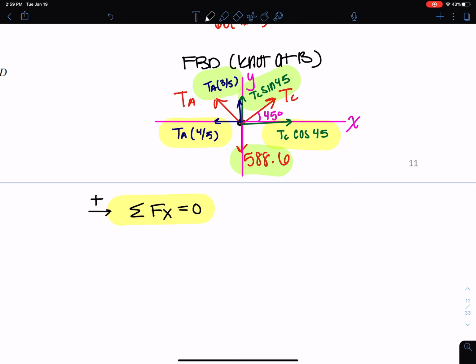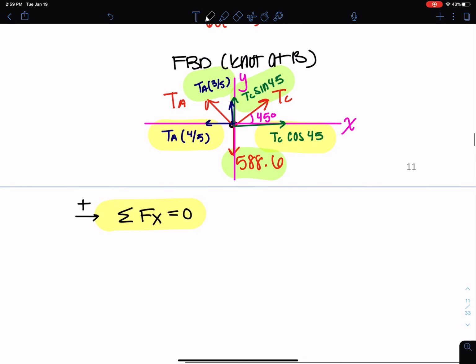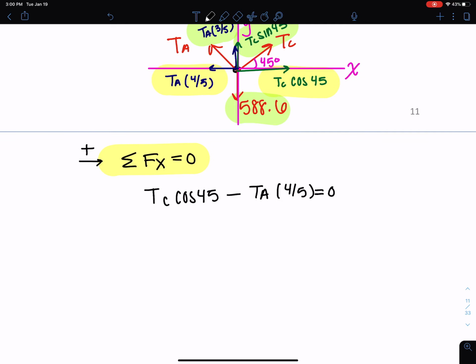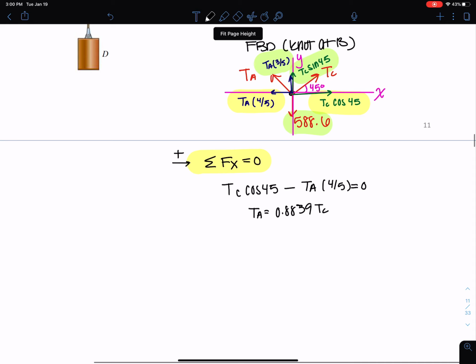Okay, so everything in yellow needs to be added in the sum of forces in the x direction equals 0. So what do I have here? I have TC cos 45 minus, because the TA is going the other direction, 4/5 TA equals 0. And I can simplify this a little bit. I can say TA equals 0.8839 TC. Okay. Can't solve anything really, but I'm getting there.